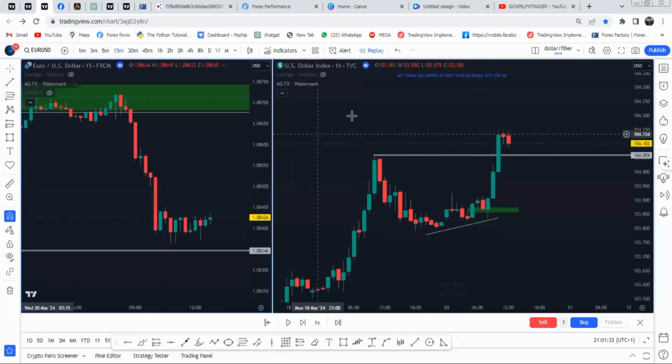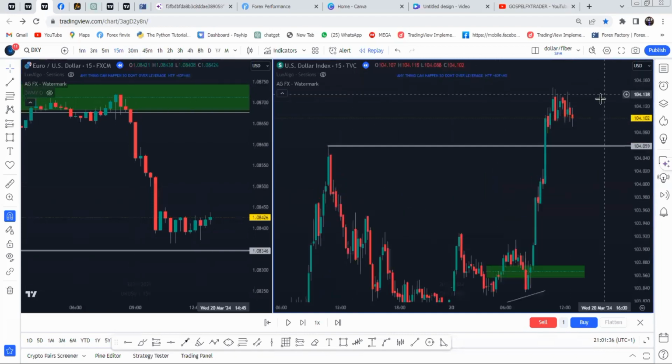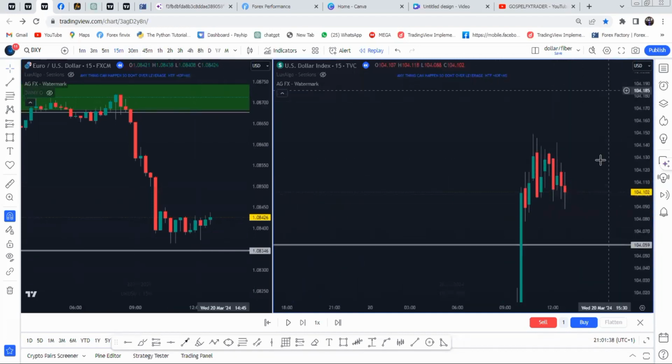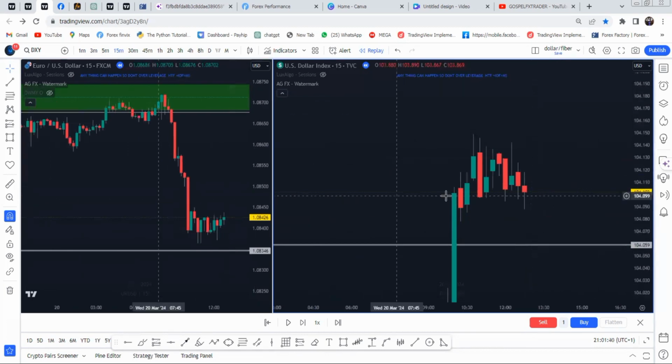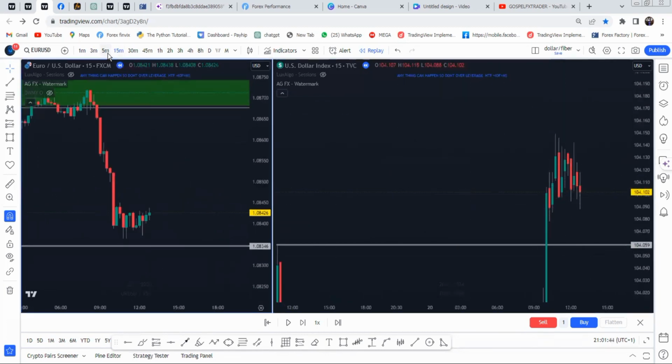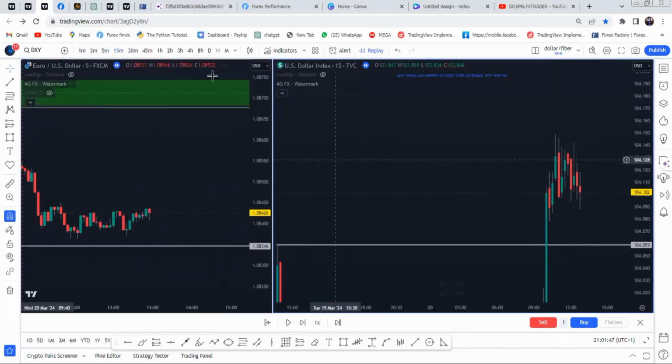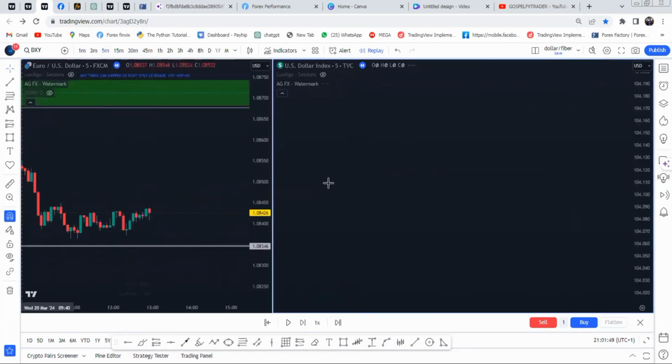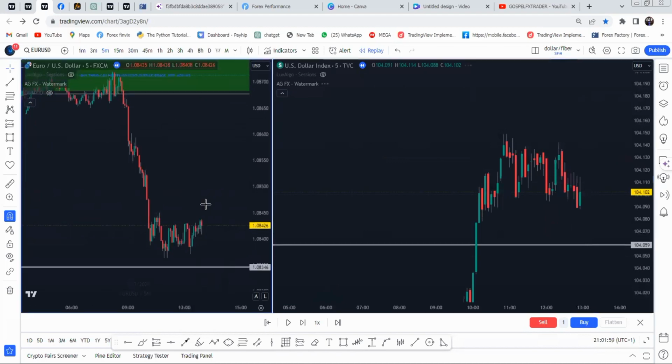So let's go to 15 minutes. We're trying to see if we're going to see any reversal signal on any of them, but we already know that we are having signals for a smart money trap. So let's go a little down to 5 minutes, and then we'll see if we're going to see any setup.